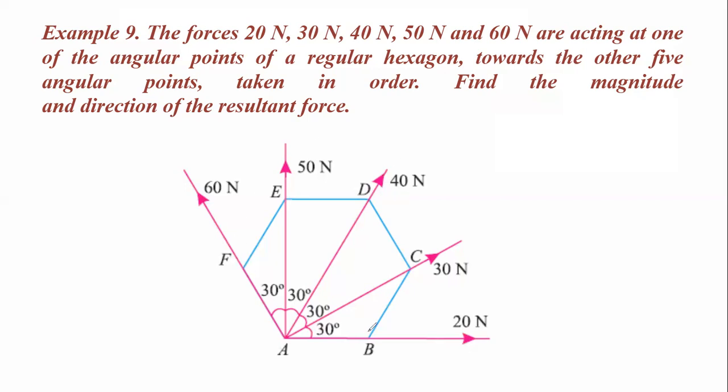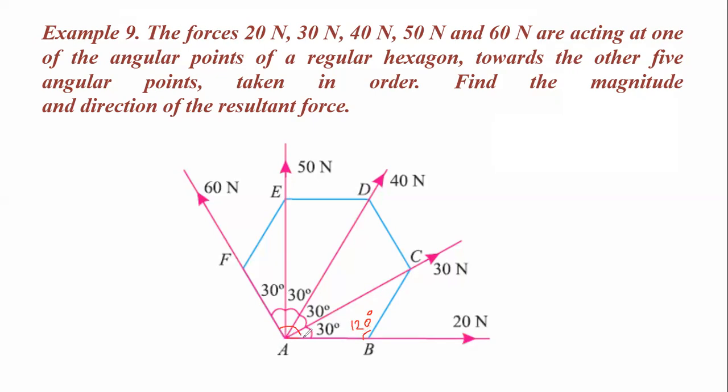Now if you see in this figure, there is one hexagon. As we know the property of a hexagon, the internal angle is 120 degrees. It means that if we make four equal parts, it will be 30, 30, 30 degrees. 30, 30 becomes 60, and 60, 60 becomes a total of 120.